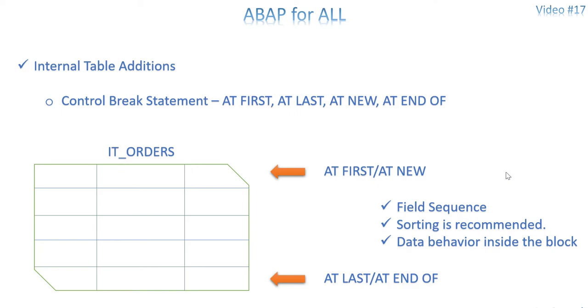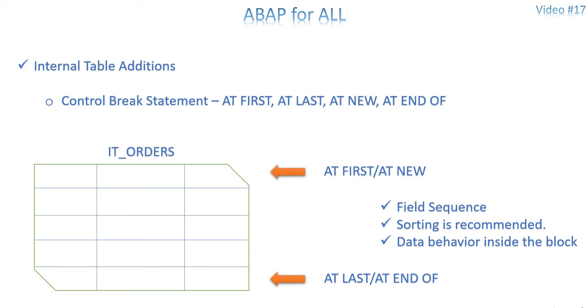Because inside the block, talking about at first, at new, at last, at end of, whatever block, the value of your work area is probably getting jumped. I will show you why it's happening. So what is the alternative for the particular option? These three you have to keep in your mind very carefully.